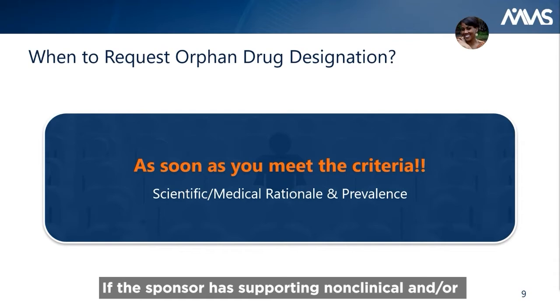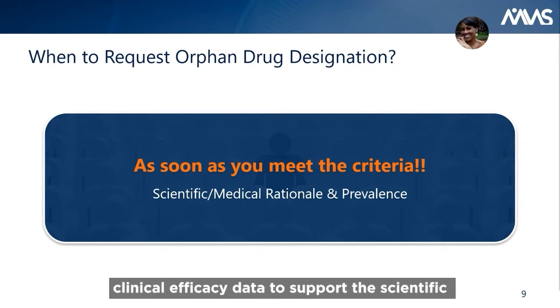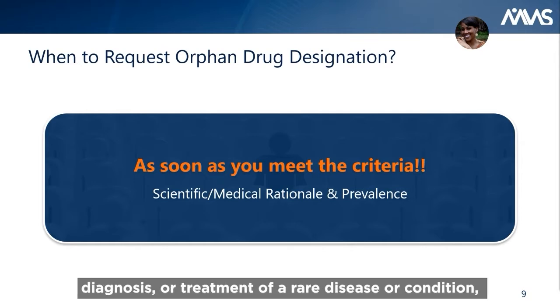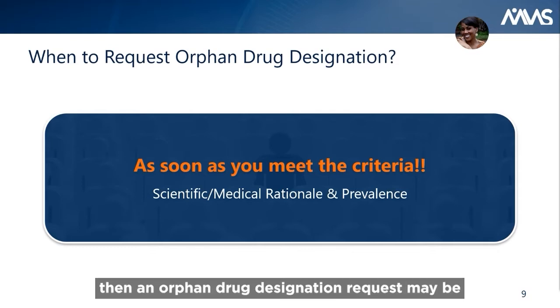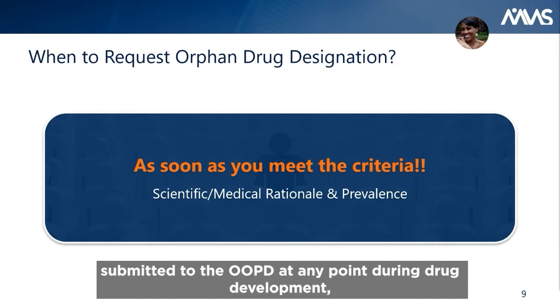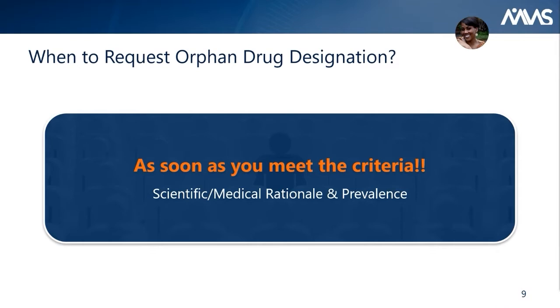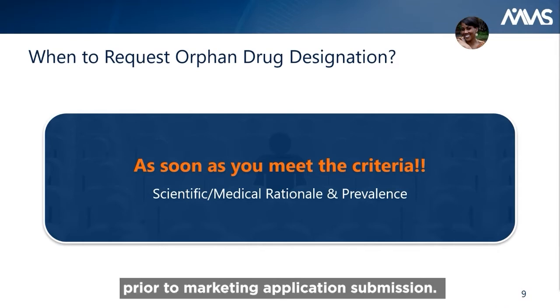If the sponsor has supporting non-clinical and/or clinical efficacy data to support the scientific rationale for their drug product for the prevention, diagnosis, or treatment of a rare disease or condition, and the prevalence of the rare disease is less than 200,000, then an orphan drug designation request may be submitted to the OOPD at any point during drug development prior to marketing application submission.